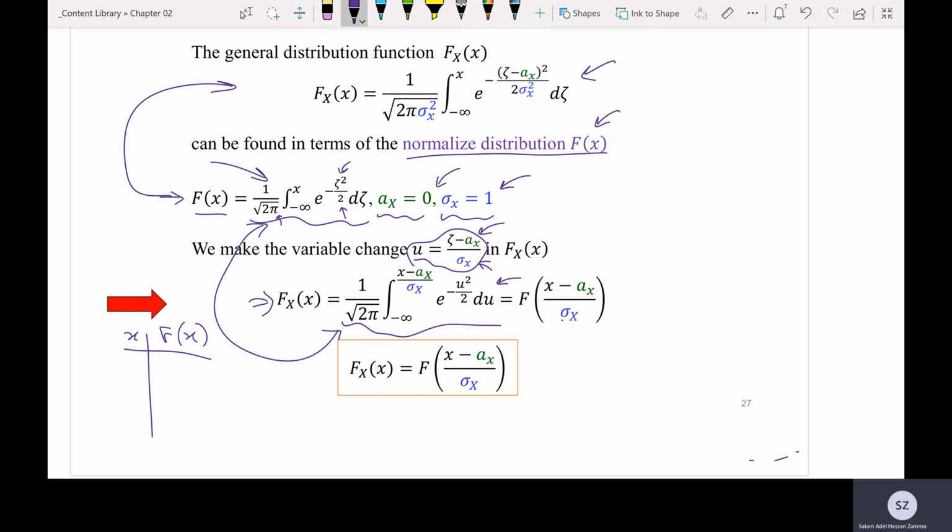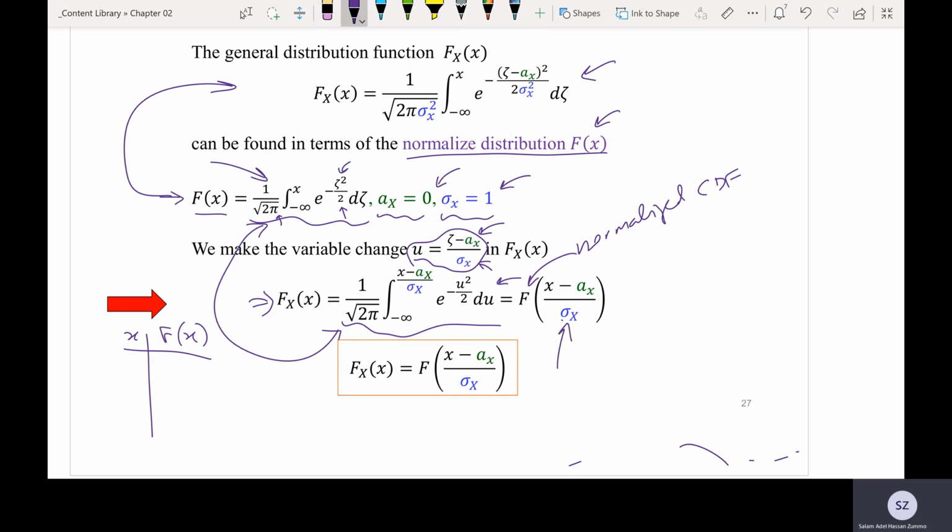It is the same. Now, if I want to compare what is inside this integral with what is inside this integral, how are they related? You can see that f_X(x), the integral with a_X and sigma_X, is equal to f, the original normalized CDF, however evaluated at the change of variable (x minus a_X) divided by sigma_X. Clear?